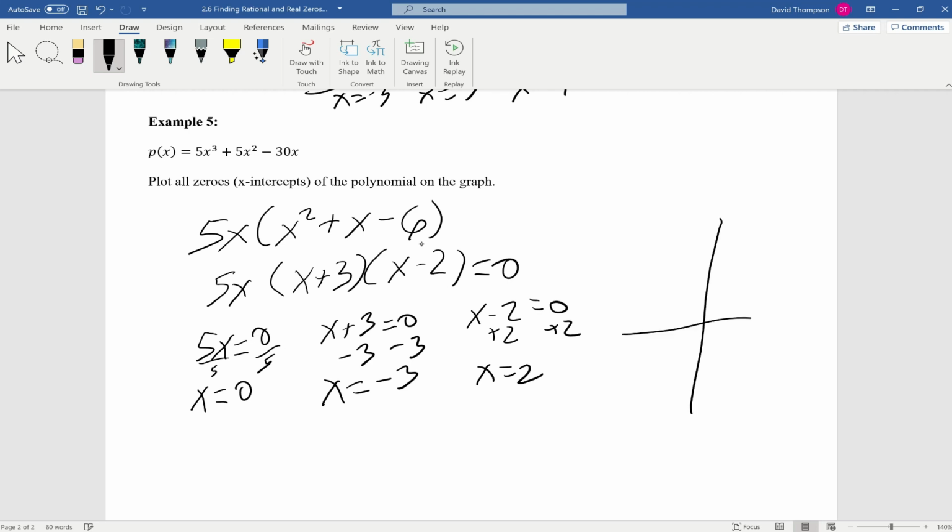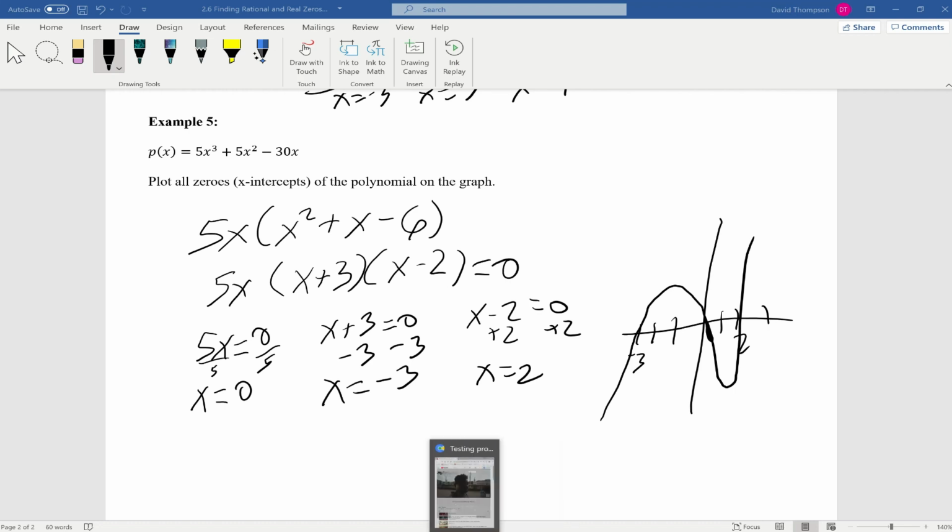So if we try to sketch a graph, we have 1, 2, 3. That would be negative 3. 1, 2, 3, positive 2, and 0. So our graph should do something like this, passing through 0 and positive 2. So let's go to Desmos and confirm our graph and make sure our graph looks something similar using technology.